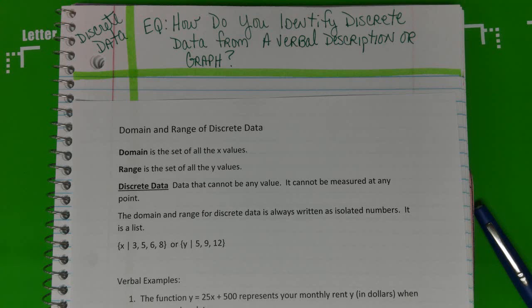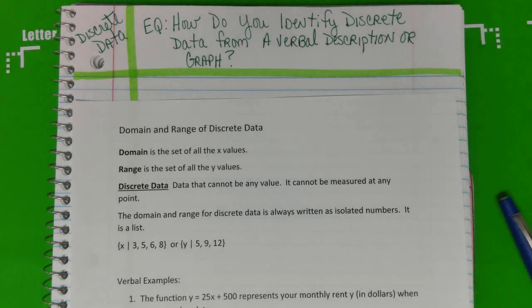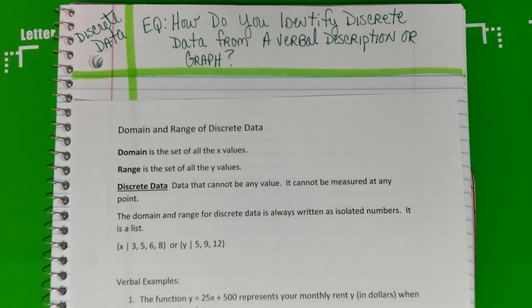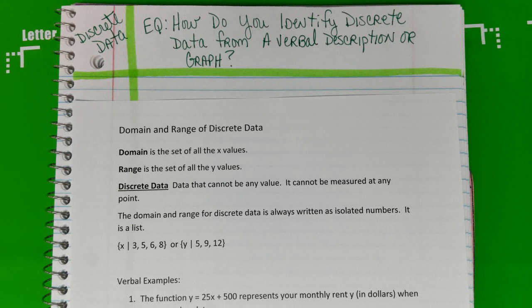In this lesson, we're going to look at discrete data. We already looked at continuous data. And our essential question is, how do you identify discrete data from a verbal description or a graph? So again, we're looking at specific values and characteristics that are going to identify this.